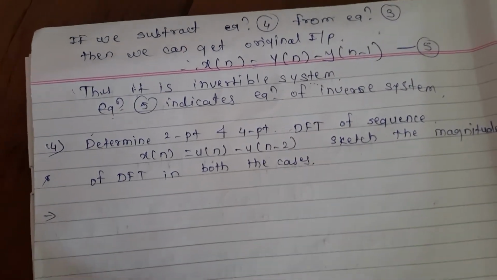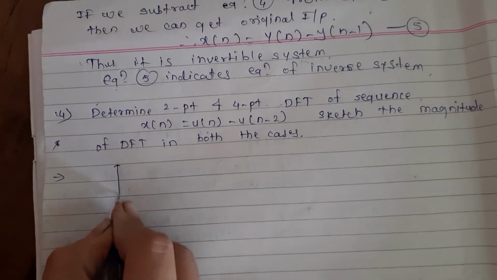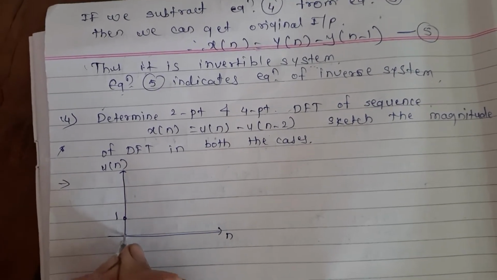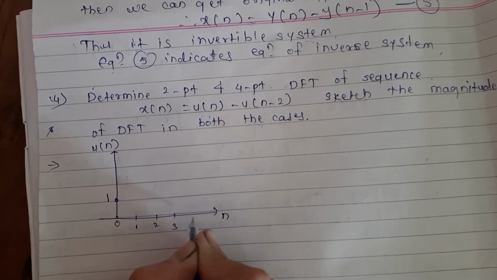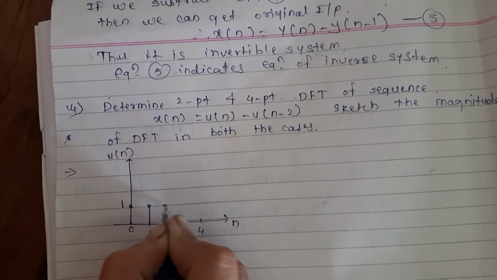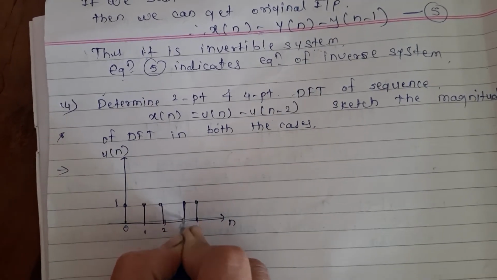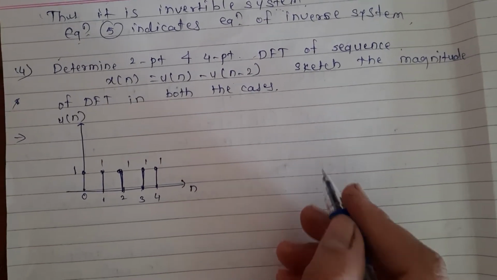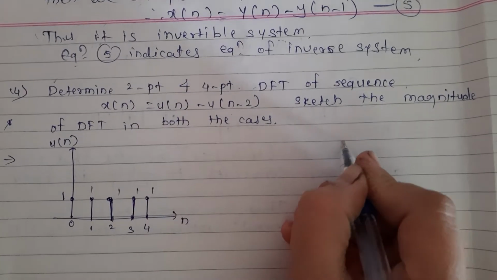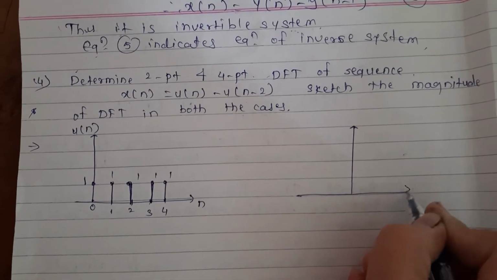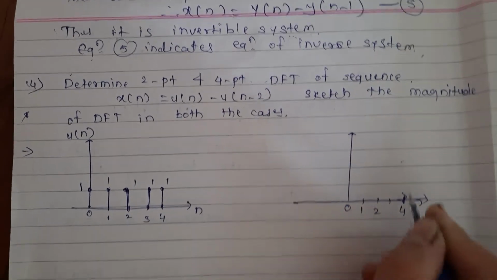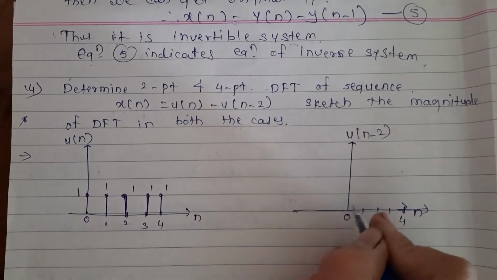So first we will obtain the sequence x(n). We draw x(n). So first we draw u(n). This is n, this is u(n). u(n) is unity for n = 0, 1, 2, 3 and 4. And next is u(n-2). This is n, 0, 1, 2, 3, and this is 4. This is u(n-2). So this signal is 0, 0 here.